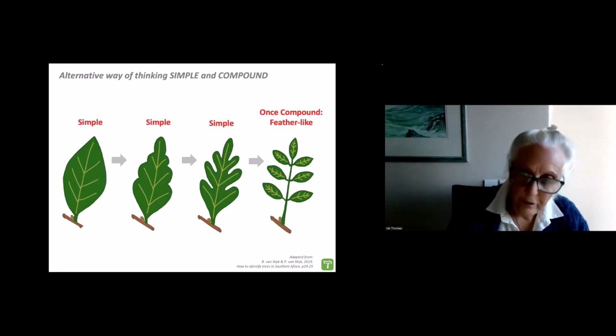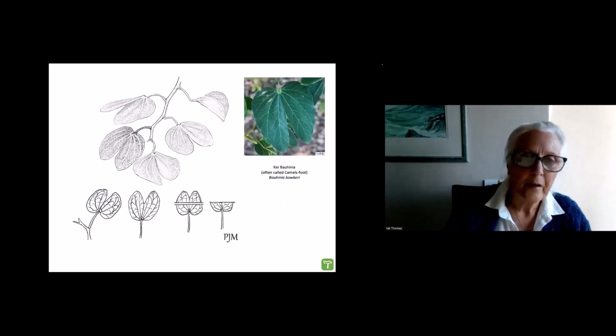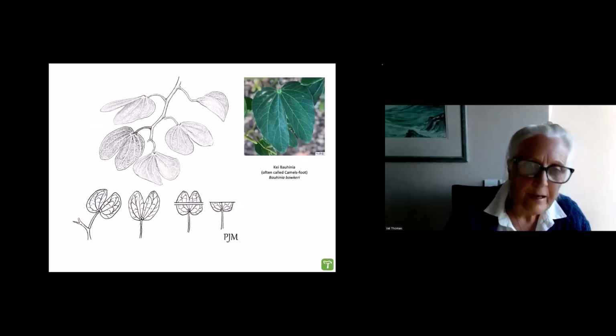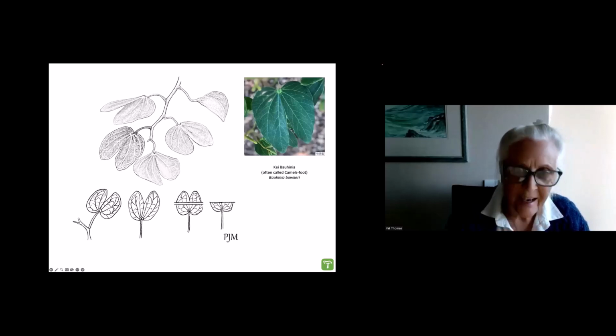Now, once it's compound, and it's feather-like, it carries these leaflets. Now, in this slide here, these are a very interesting shape, because getting back to our idea of evolution, each of these leaflets here has got an indentation creating lobes on either side, but that indentation does not go all the way back to the base of the leaf.